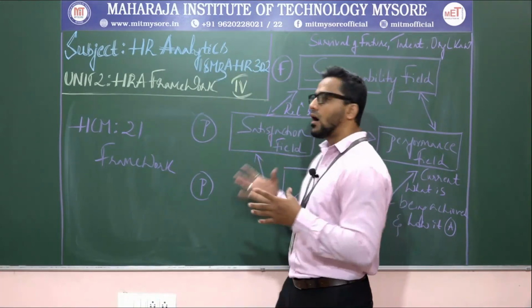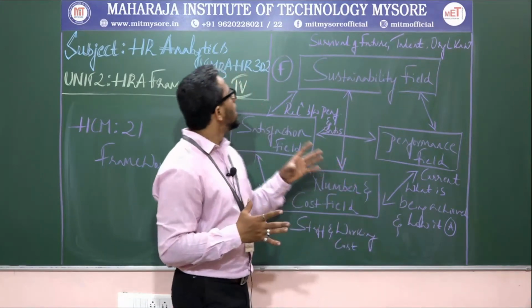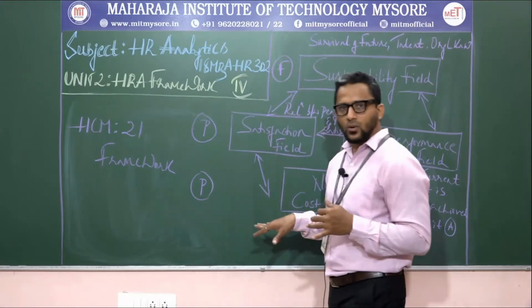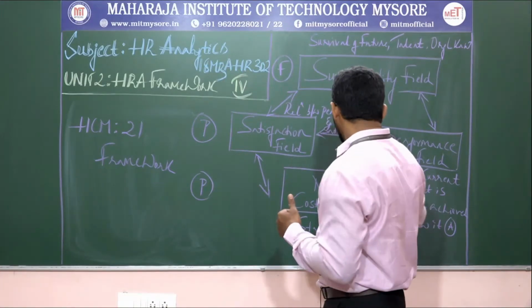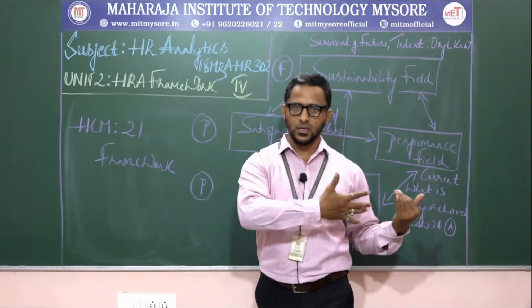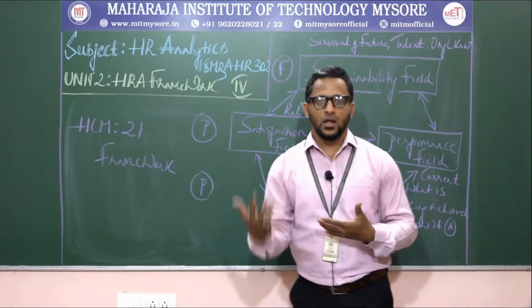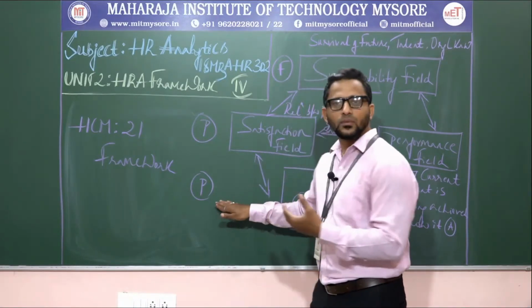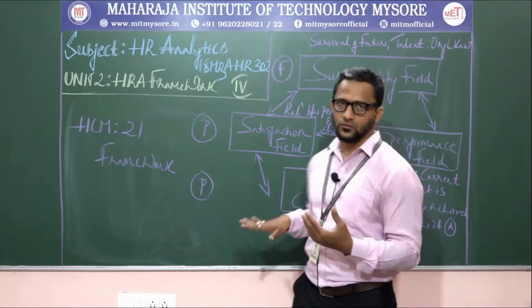So these blocks are all interlinked, interconnected. What we can try to understand is the lower one, that is the number and cost field. We are trying to understand from the past. It's going to be at the descriptive level, the descriptive type of analytics. It's from the past, the number and cost field.